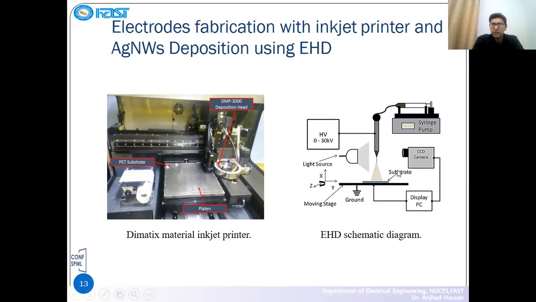And then we deposit the Ag nanowires using an EHD system, which is an electrohydrodynamic system. Here we put the substrate on and then we deposited the Ag nanowires. For the density of the Ag nanowires, we used 30 times 10 raised to the power 3 per millimeter squared.